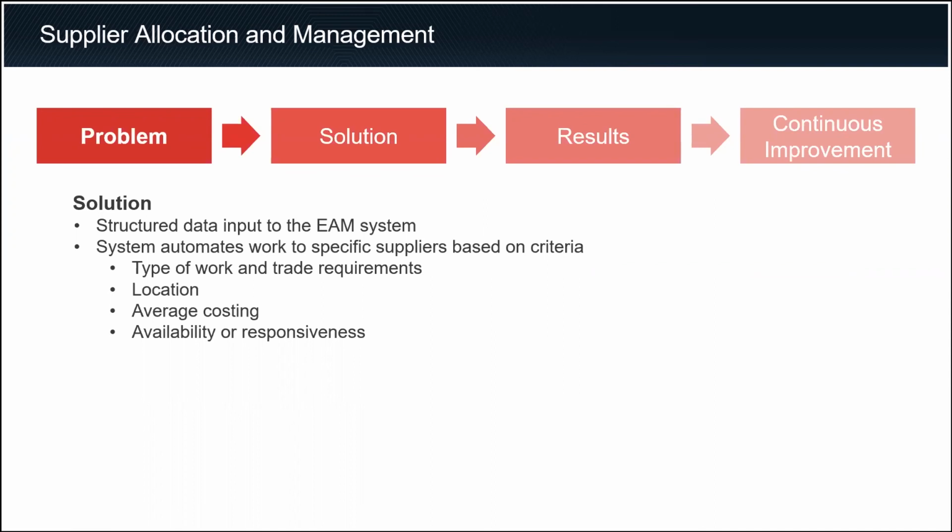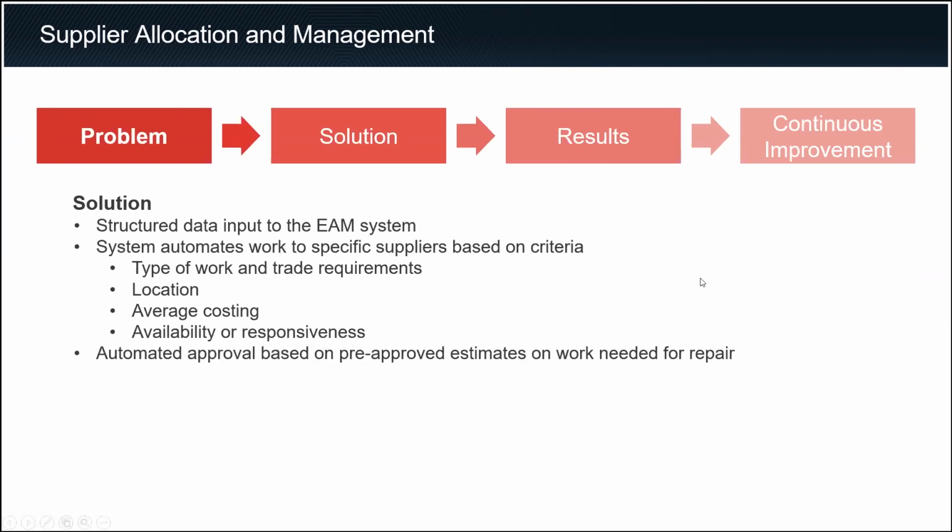Implement basically a process that allocates a supplier depending on certain fields available. And then lastly, the automated approval for the quotes and the invoices based on pre-approved estimates on work needed for repair. So there was data available that could tell us what the average cost is to actually do certain types of work, and a process was put in place to pre-approve some of those estimates depending on the quote received from the client.